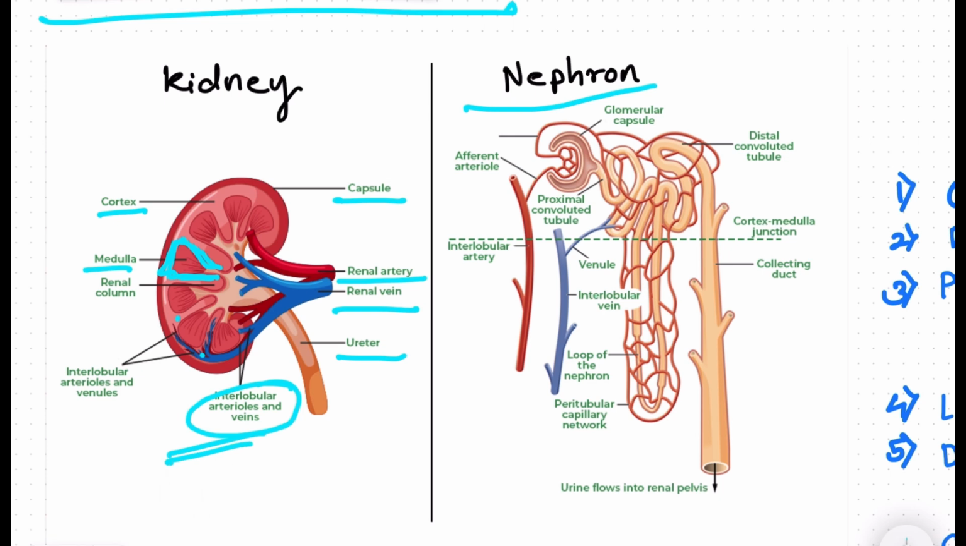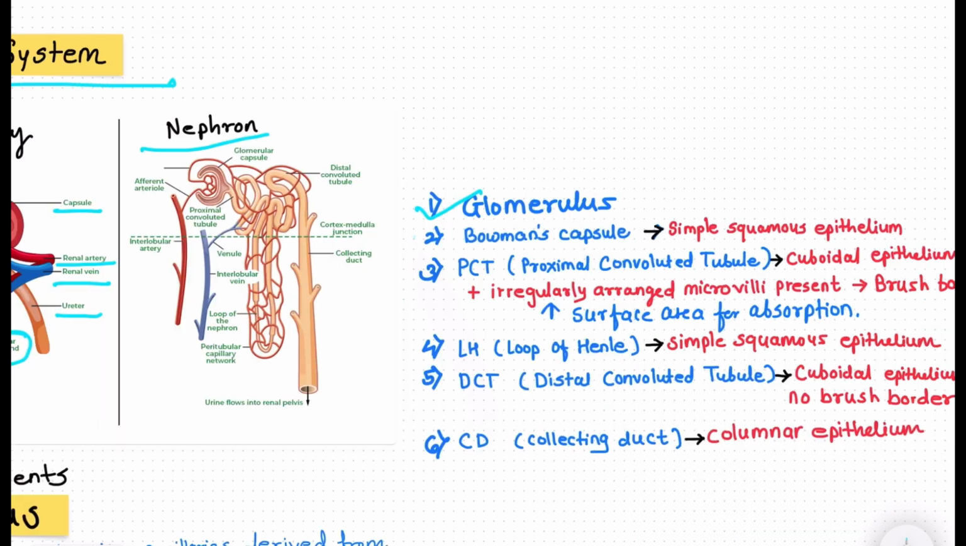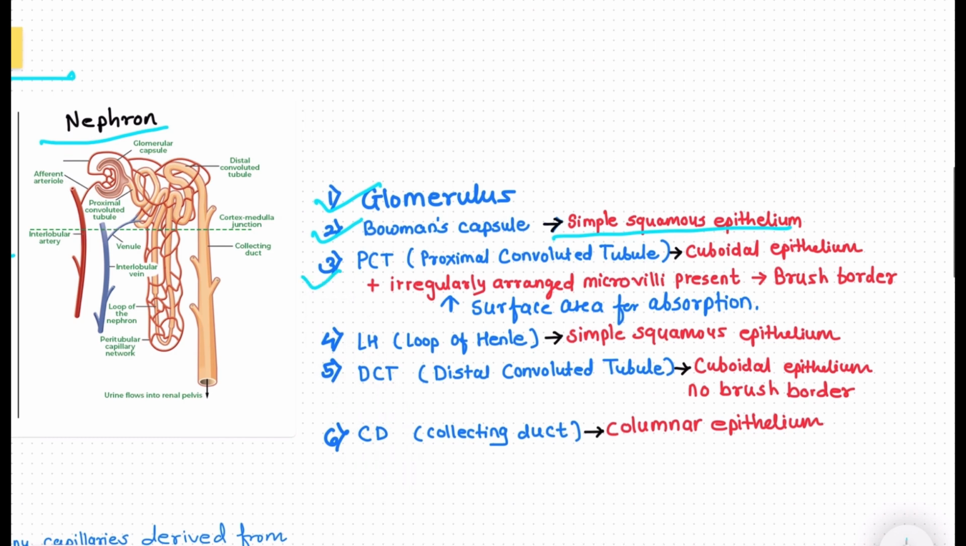Let's see what is nephron. Nephron is a basic unit of kidney and it contains glomerulus, Bowman's capsule. Bowman's capsule is lined by simple squamous epithelium. Then PCT, which is also called as proximal convoluted tubule, which is lined by cuboidal epithelium. Irregularly arranged microvilli are present, which is also called as brush border. What is the use of these microvilli? Again, it increases surface area for absorption.